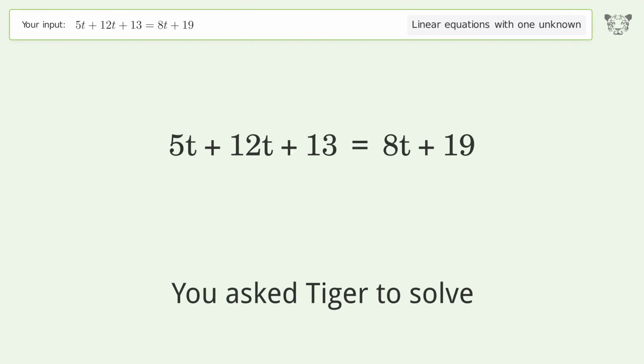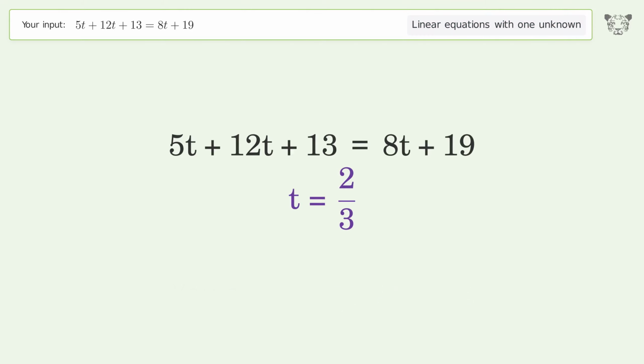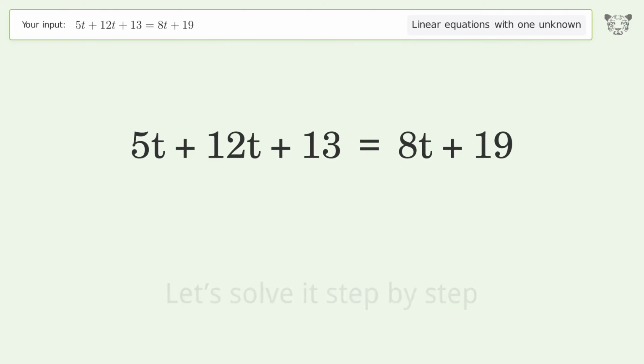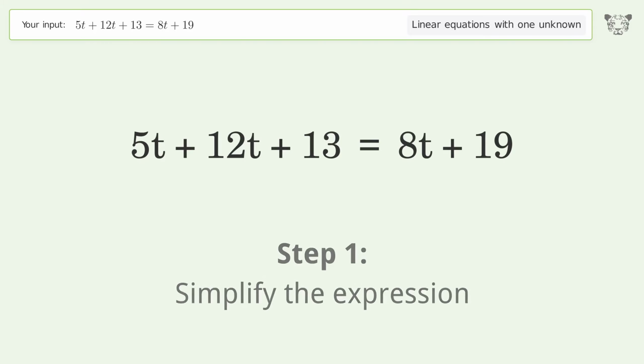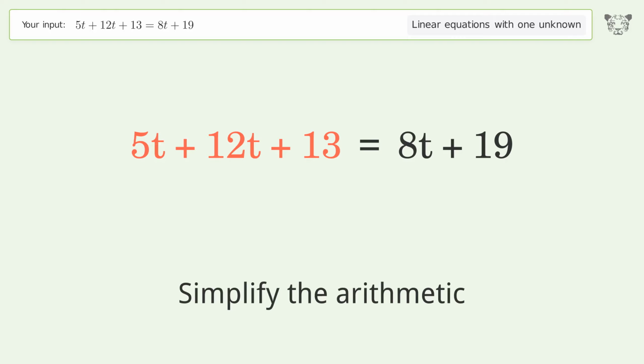You ask Tiger to solve. This deals with linear equations with one unknown. The final result is t equals 2/3. Let's solve it step by step. Simplify the expression. Simplify the arithmetic.